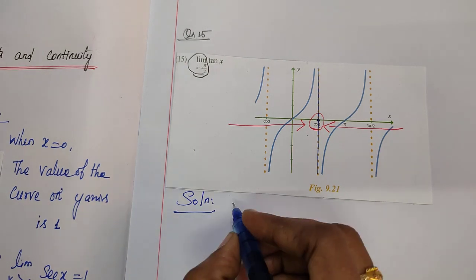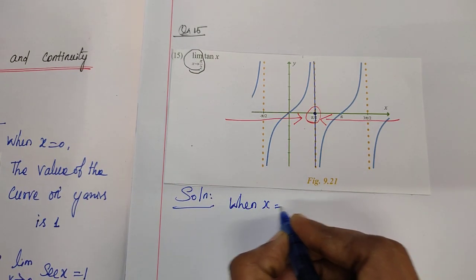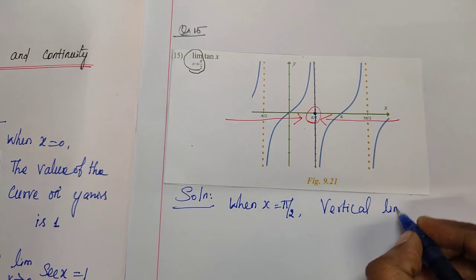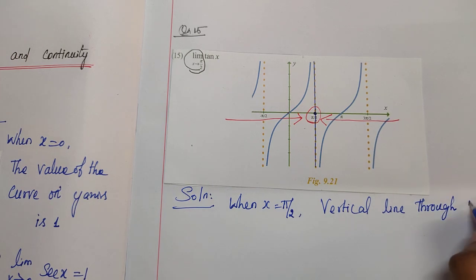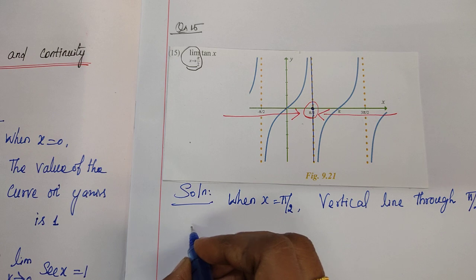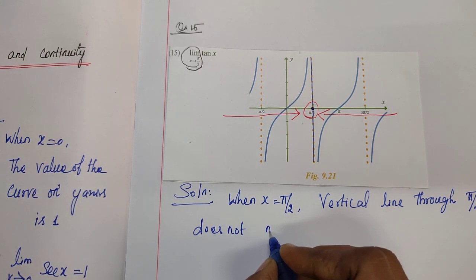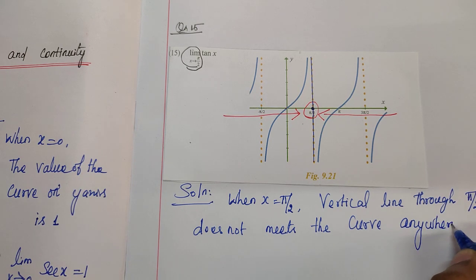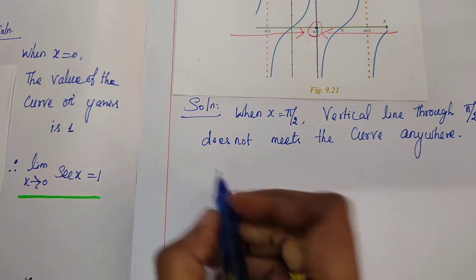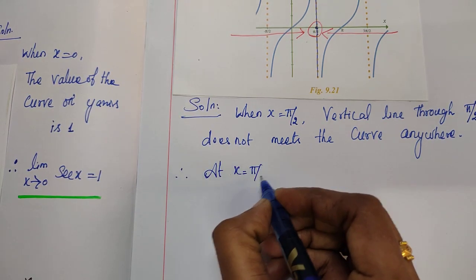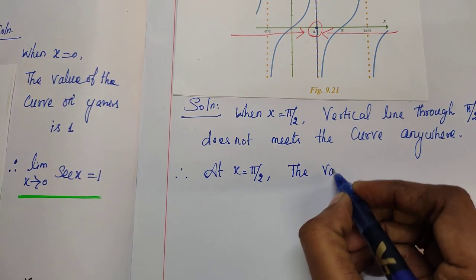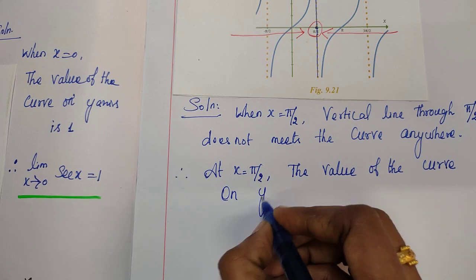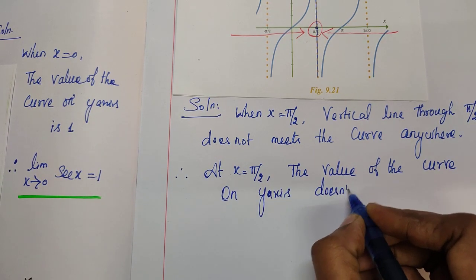Solution: when x is equal to pi by 2, the vertical line through pi by 2 does not meet the curve anywhere. Therefore, at x is equal to pi by 2, the value of the curve on the y-axis doesn't exist.